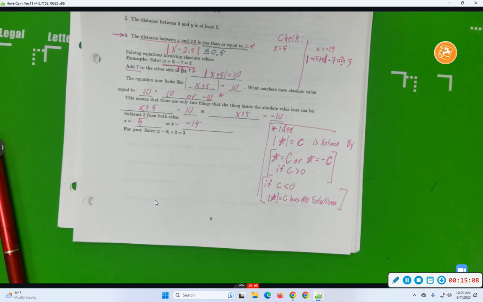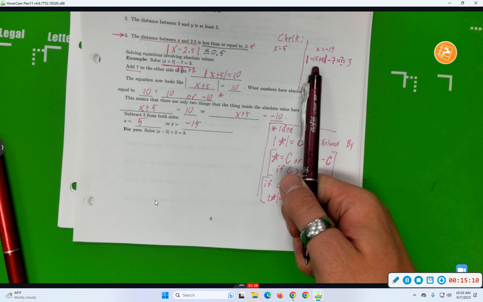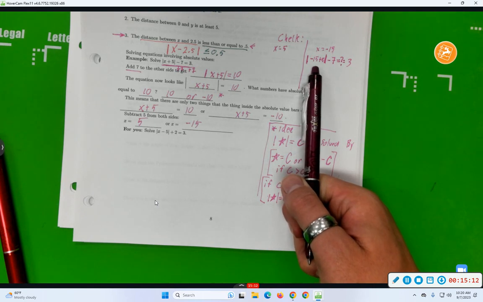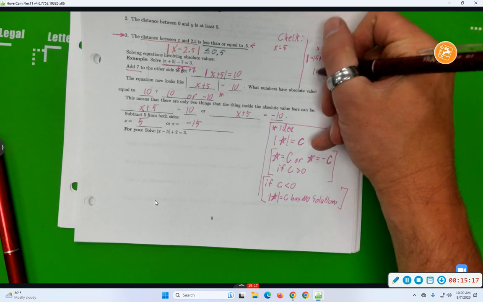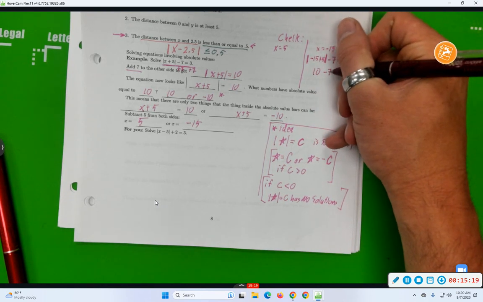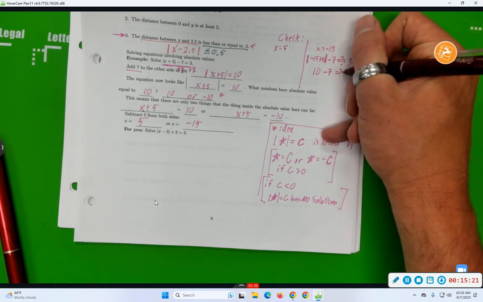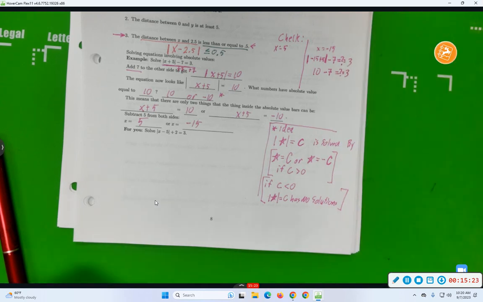So let's go ahead and go through and do it. Negative 15 plus 5 is negative 10, and that absolute value turns that into a 10. Minus 7, is that equal to 3? Oh, cool. And so that solution is actually a solution. What about x equals 5? Yes. Nice.